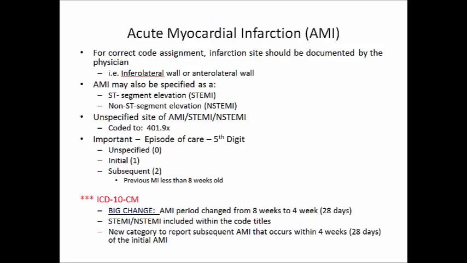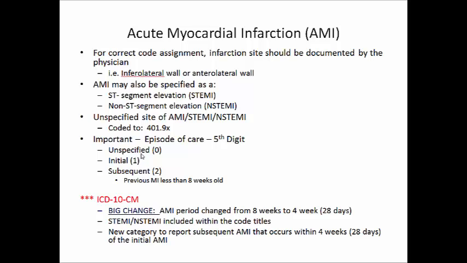Acute myocardial infarction, or AMI. For correct code assignment, the infarction site hopefully is documented by the physician. And if there is, AMI is also specified by a STEMI, which is an ST segment elevation, or a non-STEMI, non-ST segment elevation. If there is no documentation by the physician stating it's an ST or a non-ST elevation or information regarding that AMI site, the coder should assign 410.9 with that fifth digit depending on the episode of care.